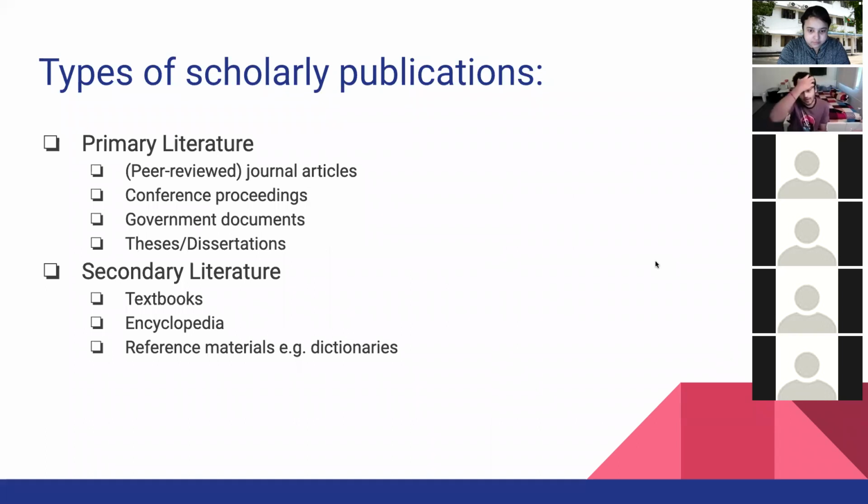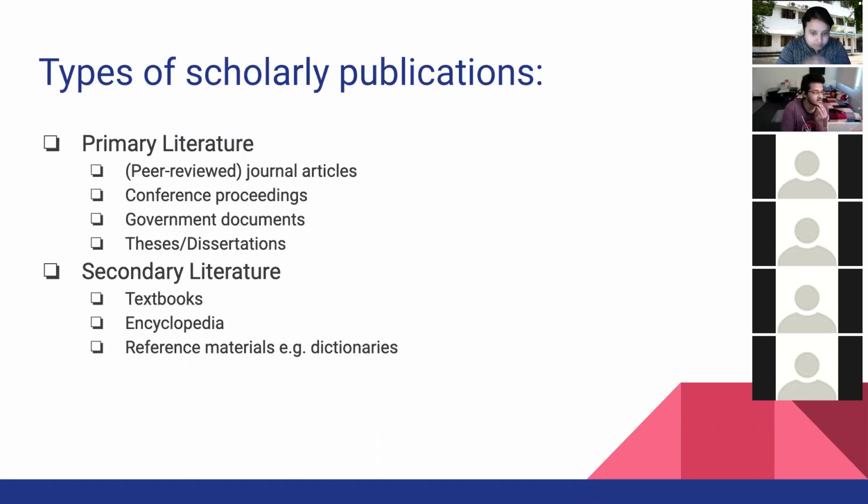Okay, now, we have made the distinction between scholarly publications and popular publications. So within scholarly publications there are also different types, right? The overarching types or bins you can put them in are primary literature sources and secondary literature. So what do I mean by that?